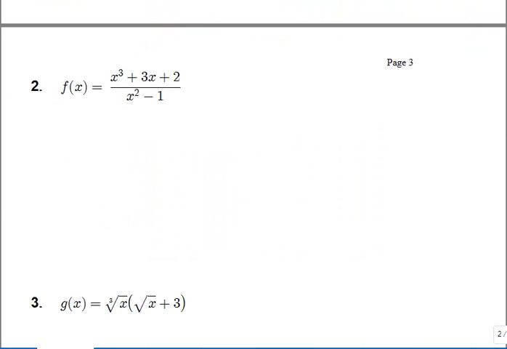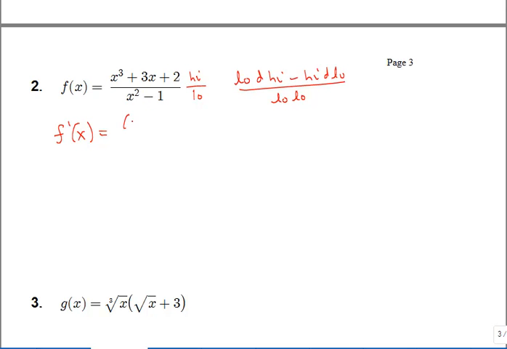All right, let's look at this example. Now this is obviously a quotient because we have that big division bar. So this is going to be my high, and this is going to be my low, and it's going to be low d high minus high d low over low low. So the derivative of this quotient will be the low function recopied unchanged, and wrap it in parentheses when you do that. So the low is that x squared minus 1.